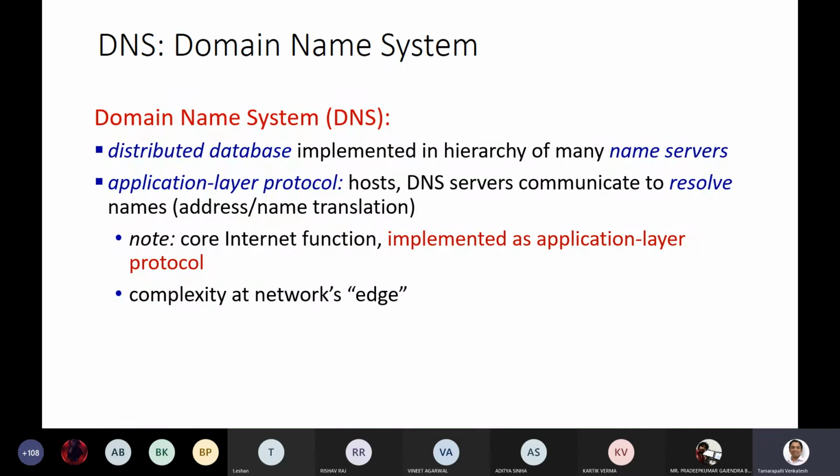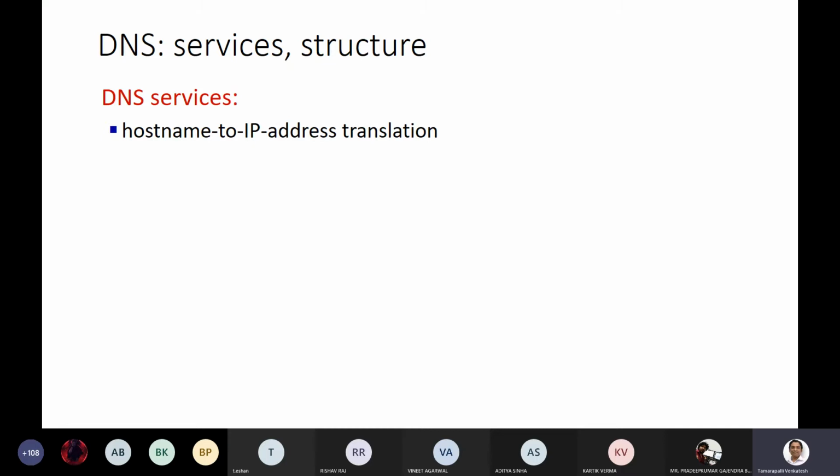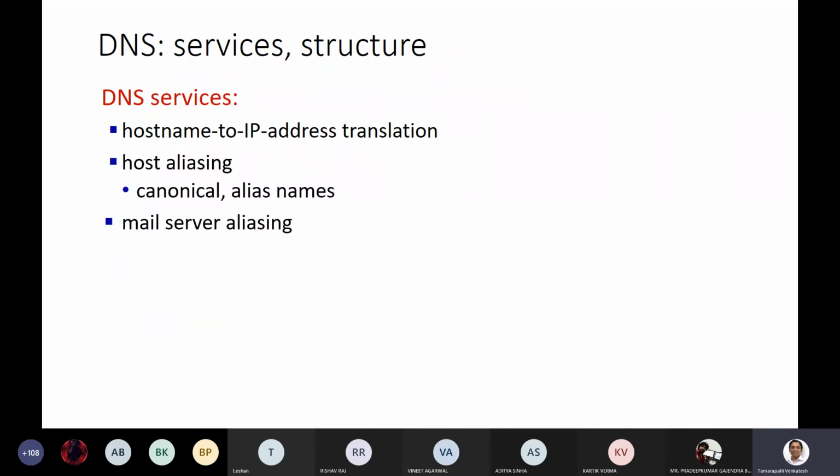All take the help of this particular application layer protocol for the core function of resolving the domain name to the IP address. And this is one example of having a very complex protocol at the network's edge. And it's not just the network edge, but all over the network, you have these DNS servers. What are the services that DNS facilitates? The first main service is the host name to IP address translation.